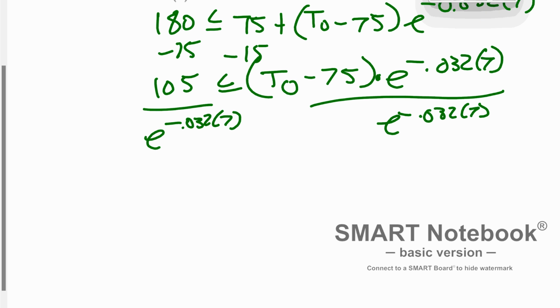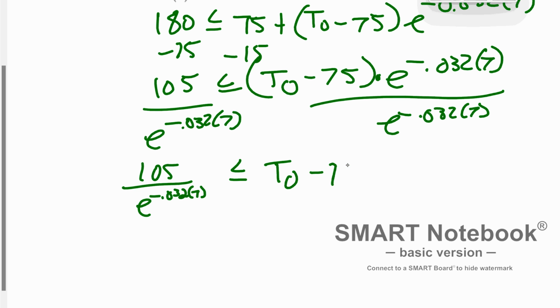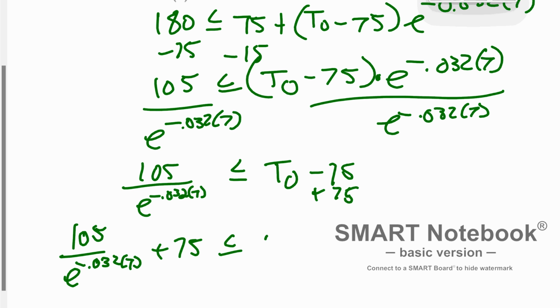And so now we have less than or equal to. I still haven't divided by a negative, so I'm not going to switch that inequality yet. So I have 105 divided by e raised to negative 0.032 times 7, which you could do because it comes out nice. It doesn't repeat itself. That's why I usually don't round yet. If it ever keeps on going forever, I usually leave it in there. And then T sub 0 minus 75. So then I can add 75 to both sides. So I have 105 over e raised to negative 0.032 times 7, and then plus 75, is less than or equal to T sub 0.